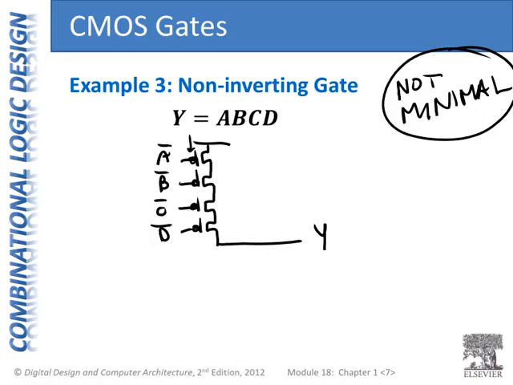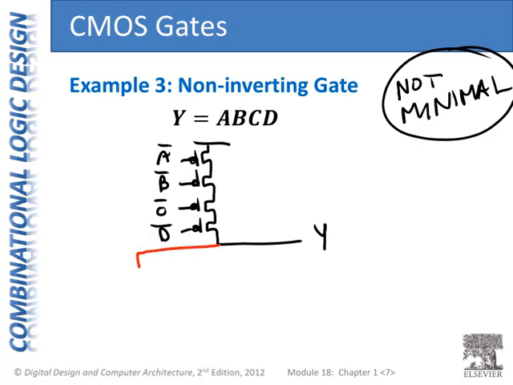So when A is true, A bar is false, and it will turn on this transistor. When B is true, B bar is false, and it will turn that transistor on. When C is true, C bar is false. When D is true, D bar is false, and we'll turn on that transistor. So when A and B and C and D are all true, we'll get a connection, in fact, from VDD to Y. And now we build the NMOS network.